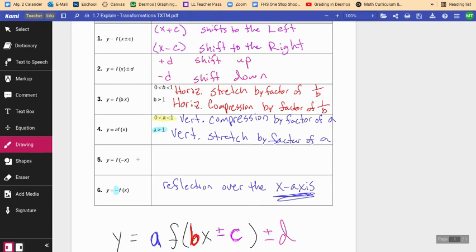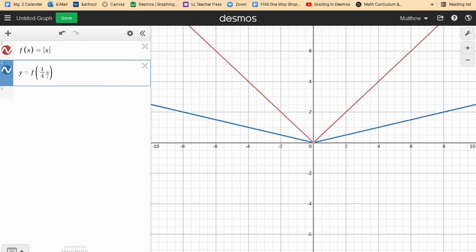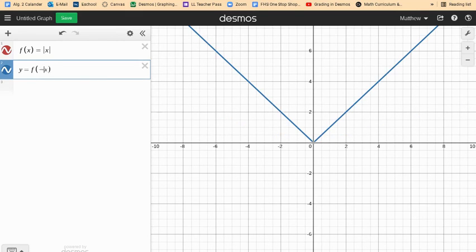And then number 5 has a negative in front of the B. And so if B is negative, then it's a reflection over the y-axis. And you have to know the difference. You can't just say reflection. You got to say reflection over the y-axis. Okay, and so for this one, it's going to look unchanged, or it should look unchanged.